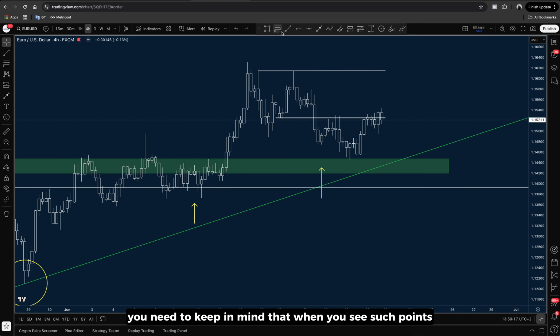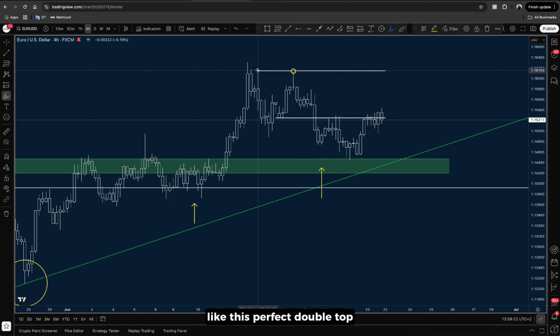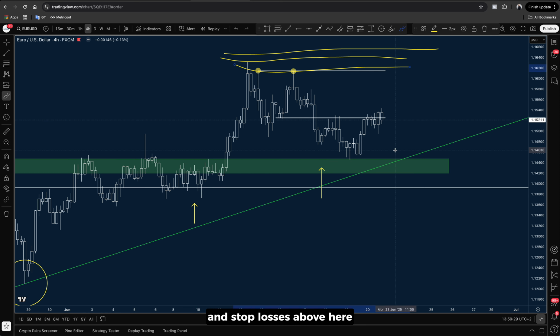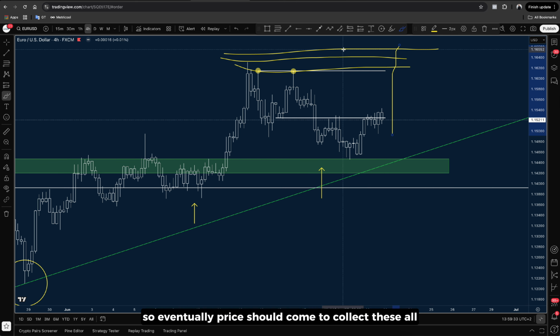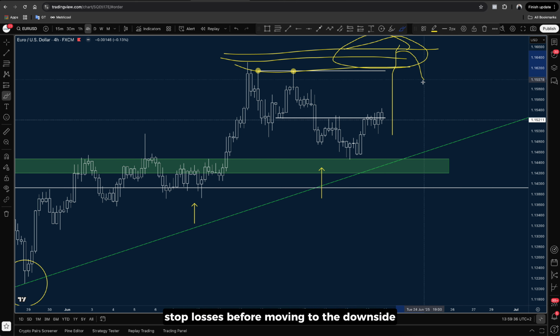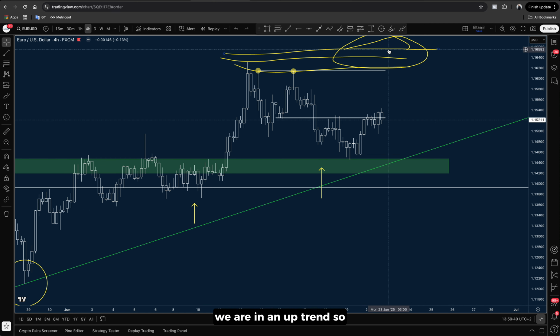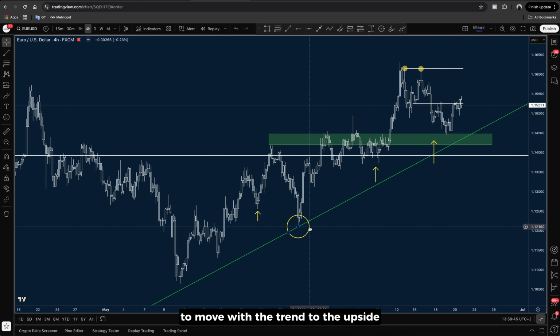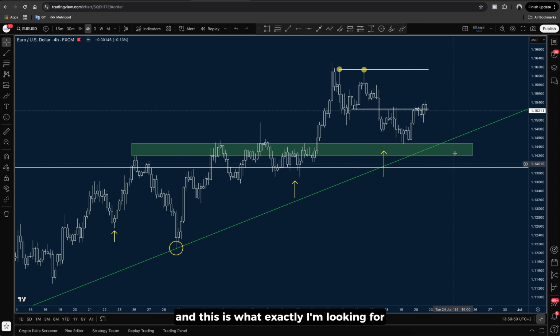And also, you need to keep in mind that when you see such points like this, a perfect double top, you have to know that there is a lot of liquidity and stop losses above here. So eventually price should come to collect all these stop losses before moving to the downside, if any. But you need to keep in mind that actually we are in an uptrend. So that's why the smarter trade is definitely to move with the trend to the upside. And this is exactly what I'm looking for.